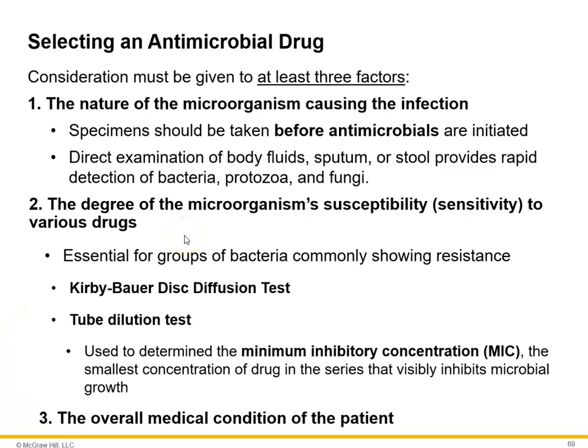Now, how do we determine whether or not a microorganism is sensitive to a given drug? There are several ways you can do it, but the two ways we're going to talk about are the Kirby-Bauer disc diffusion test, which is what we'll be doing in lab this week, and the tube dilution test. The tube dilution test is useful because it's used to determine the minimum inhibitory concentration, or the least amount of drug that you need to use in order to inhibit microbial growth.